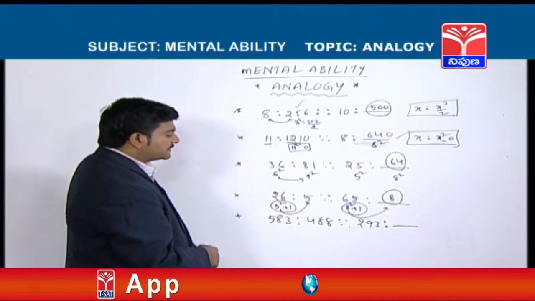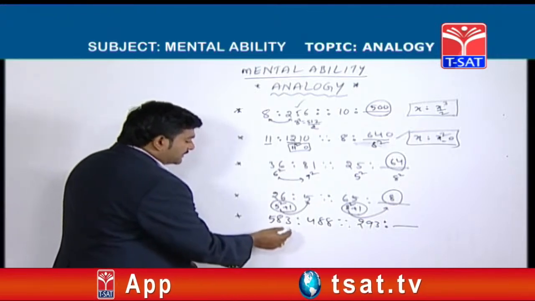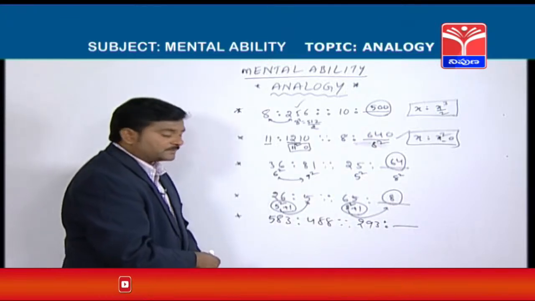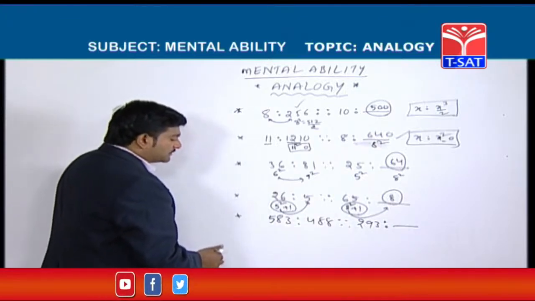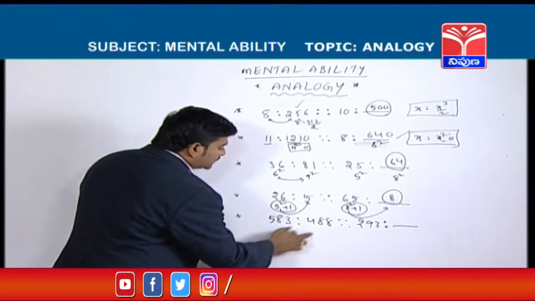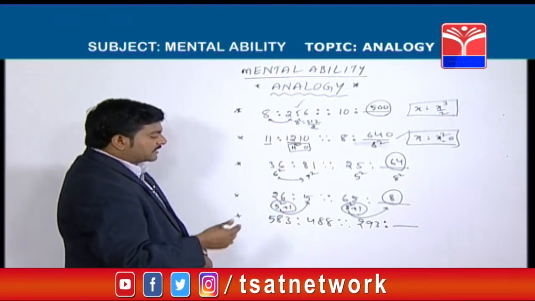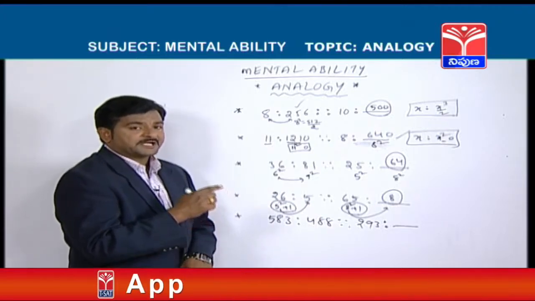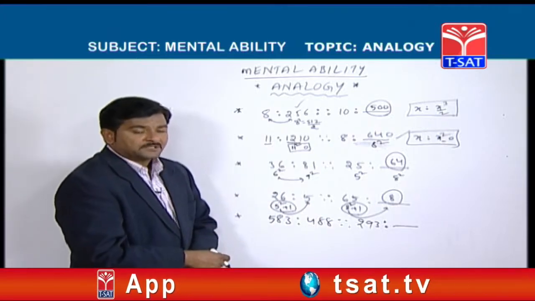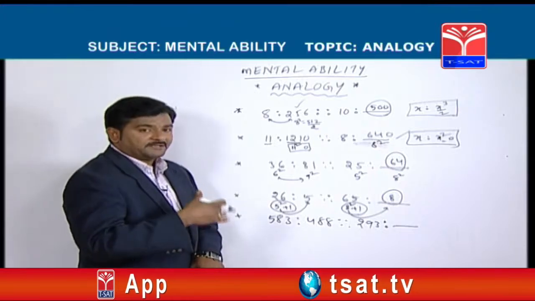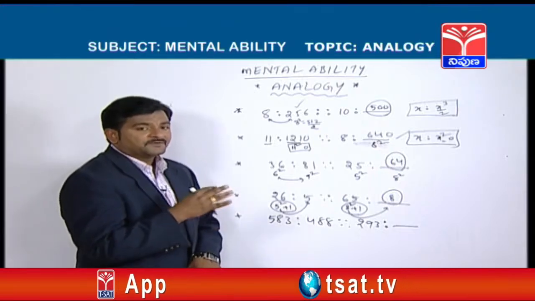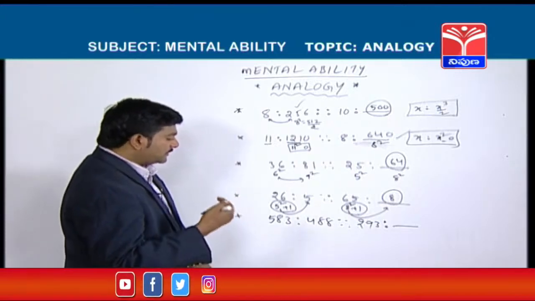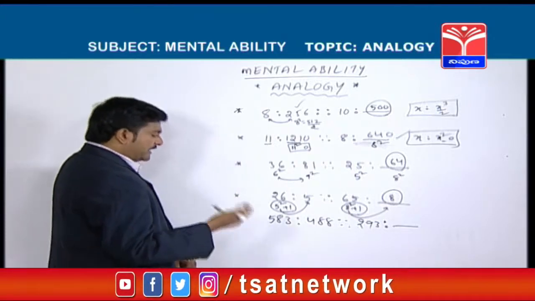Now observe this one: 583, 488, 293 is to dash. We have to find the relation between these two numbers. If you remember, we just saw one example in the previous set, where we subtracted 2 from each digit of the given 4-digit number. That was the concept in the previous question. So if you think in the same way, you may get the answer. How?